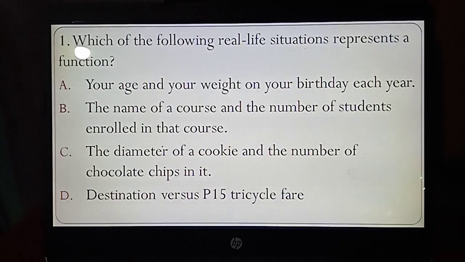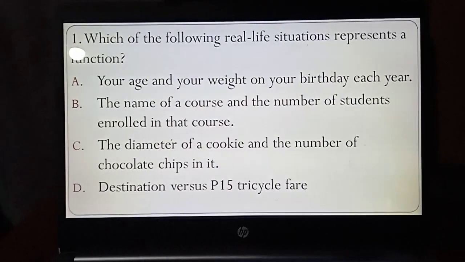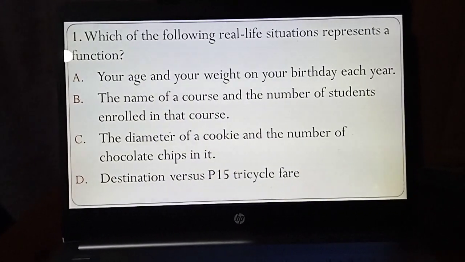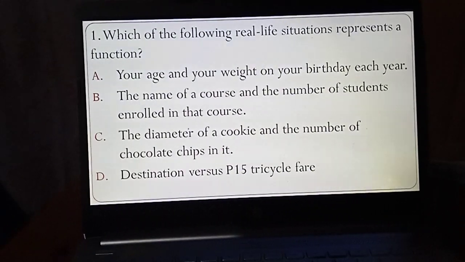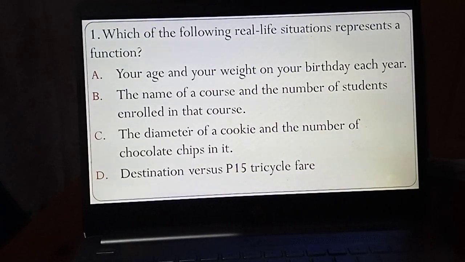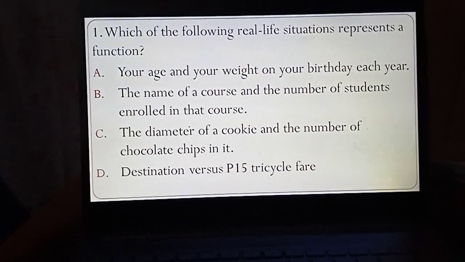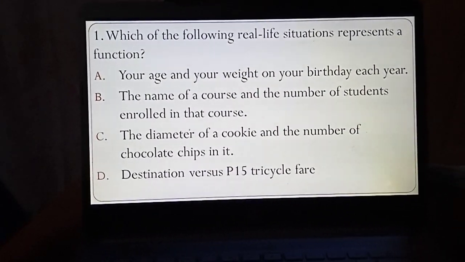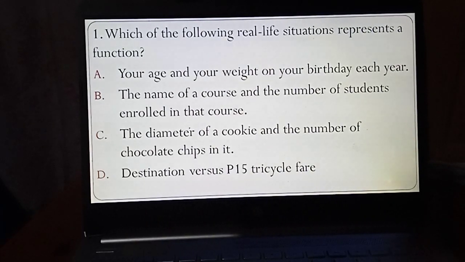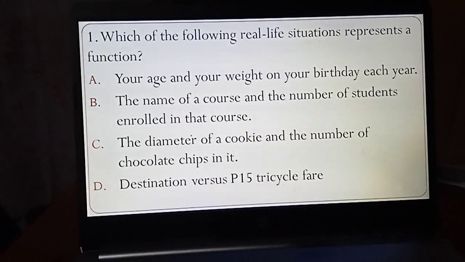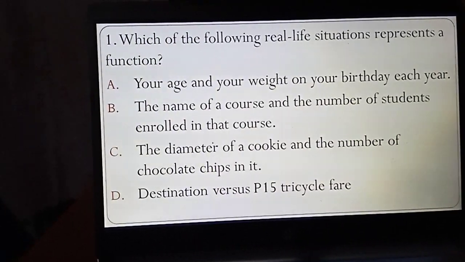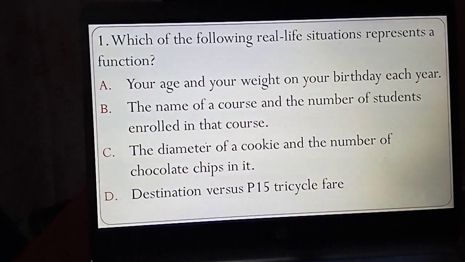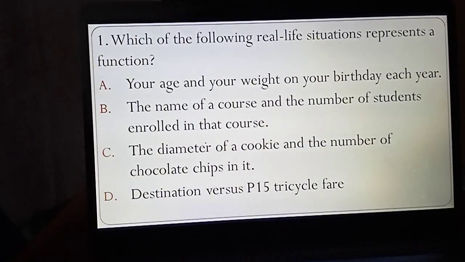Number 1 question. Which of the following real-life situations represents a function? Letter A, your age and your weight on your birthday each year. Letter B, the name of a course and the number of students enrolled in that course. Letter C, the diameter of a cookie and the number of chocolate chips in it. Letter D, destination versus tricycle fare.